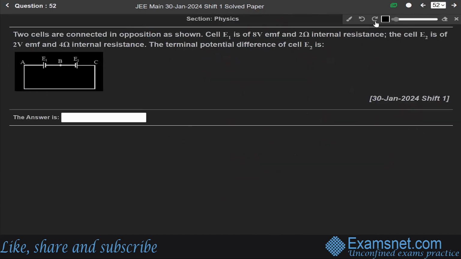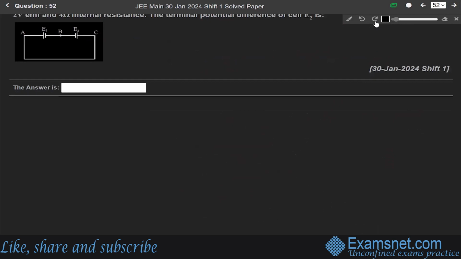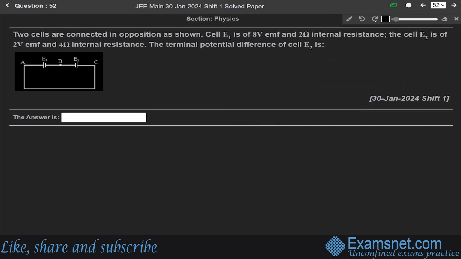Okay. Now next question 52. Two cells are connected in opposition as shown. Cell E1 is of 8 volt EMF and 2 ohm internal resistance. The cell E2 is of 2 volt EMF and 4 ohm internal resistance. We have to find the terminal potential difference of E2. So this question is from the chapter of current electricity.